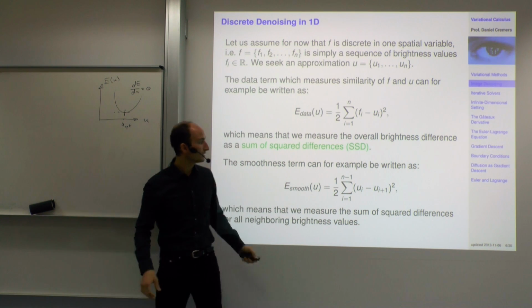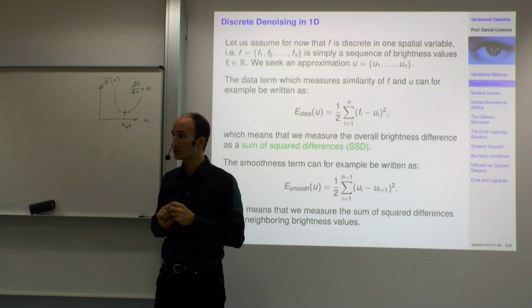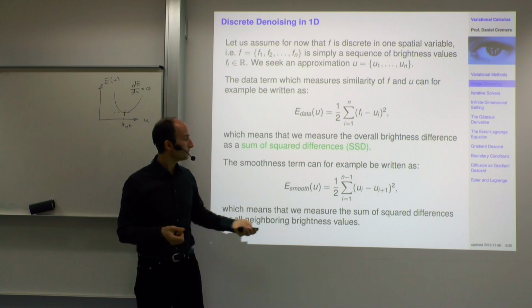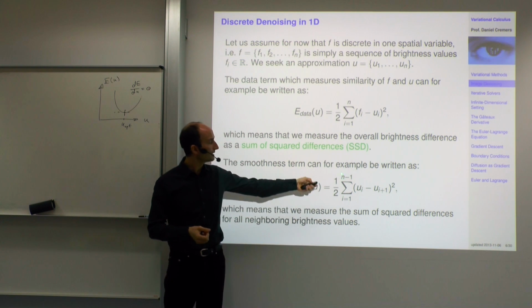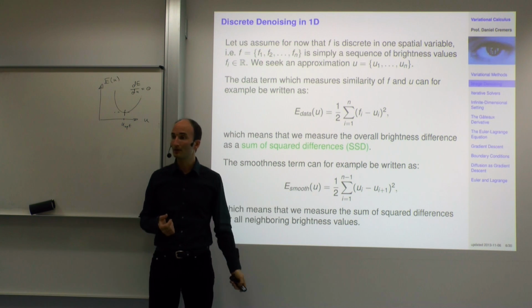Similarly, we want smoothness. Smoothness, as I said, means that from one pixel to the next, the brightness should not change. So we measure the change. For all pixels i through n, we say what is the brightness change from pixel i to the neighboring brightness.